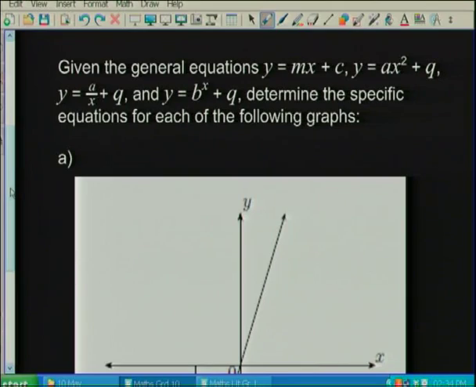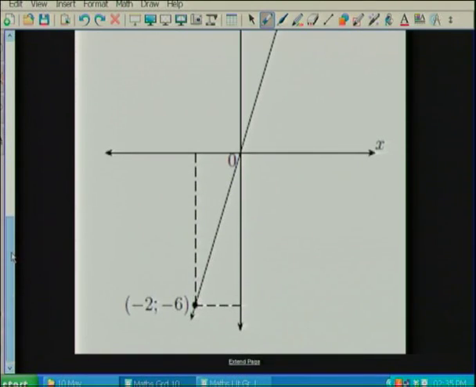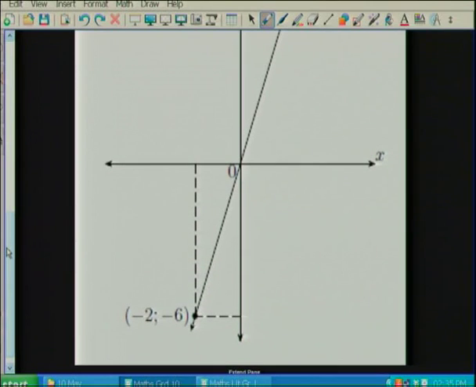The first question says, given the general equations y is mx plus c, this is a line, y is ax squared plus q, that's a parabola, y is a over x plus q, that's a hyperbola, and y is b to the power x plus q, that's exponential. Determine the specific equations for each of the following graphs. Right, now very clearly, this is a straight line graph. So I'm going to write down that I'm looking for y as mx plus c.